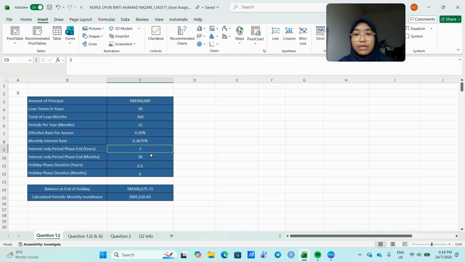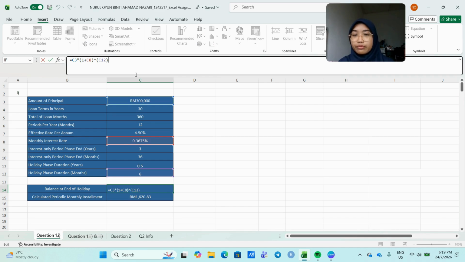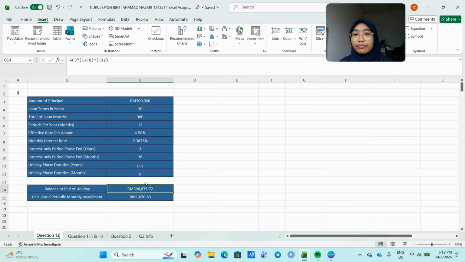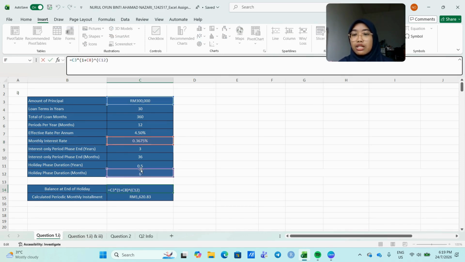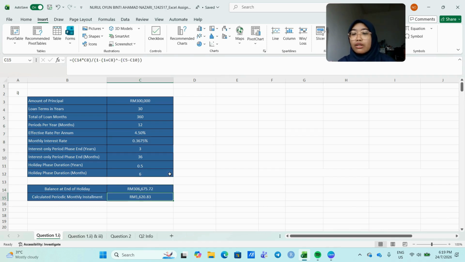The next is the interest-only phase, which is 3 years, or 36 months, and the holiday phase duration is 0.5 years, which is 6 months, half of the year. Next, we calculate the balance at the end of the holiday duration. I calculate the principal amount times 1 plus monthly interest rate to the power of 6 months. So we got the balance at the end of the holiday duration of 306,675 ringgit 72 cents.